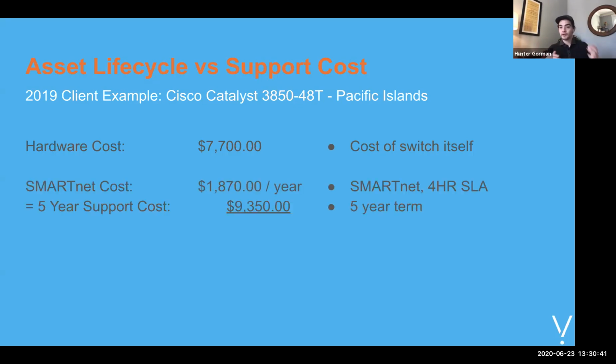And as we started to work with this customer on their support strategy, we got a quote back from SmartNet, and we were looking at about $1,870 per year for that asset. This was a 4-hour SLA, again, under SmartNet, over a term of 5 years. And while it seems very intuitive, as you can see here, the support cost actually outweighs the hardware cost.